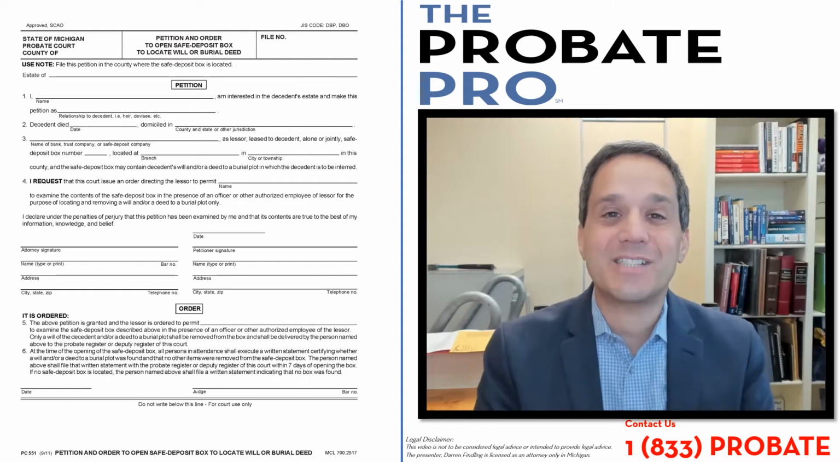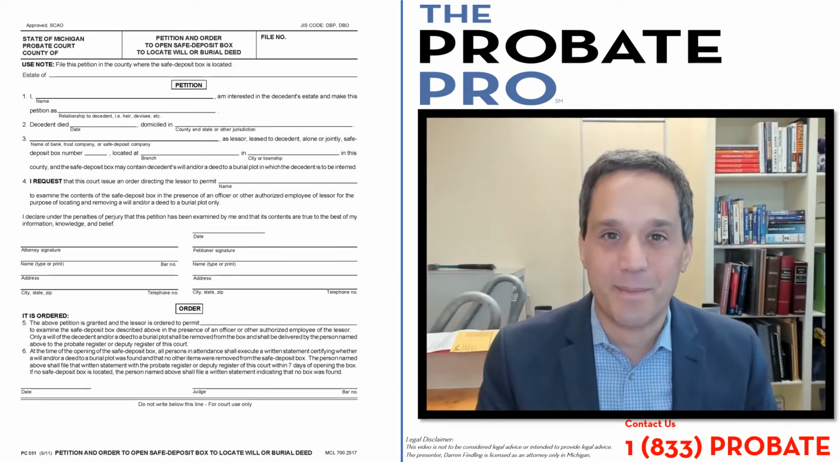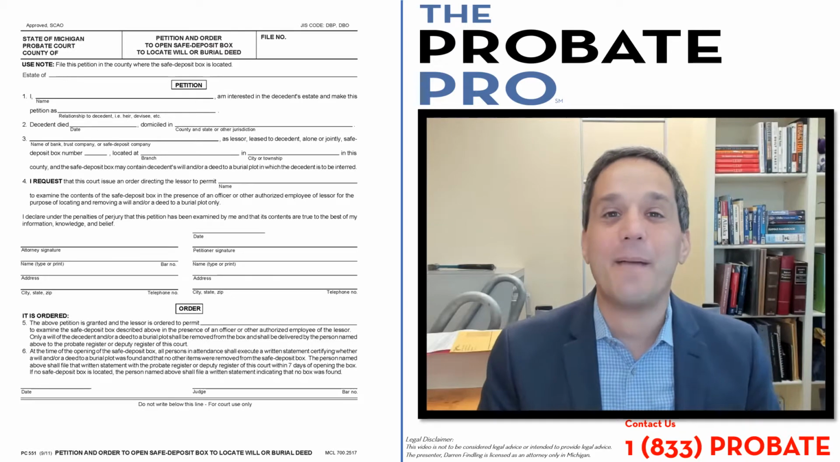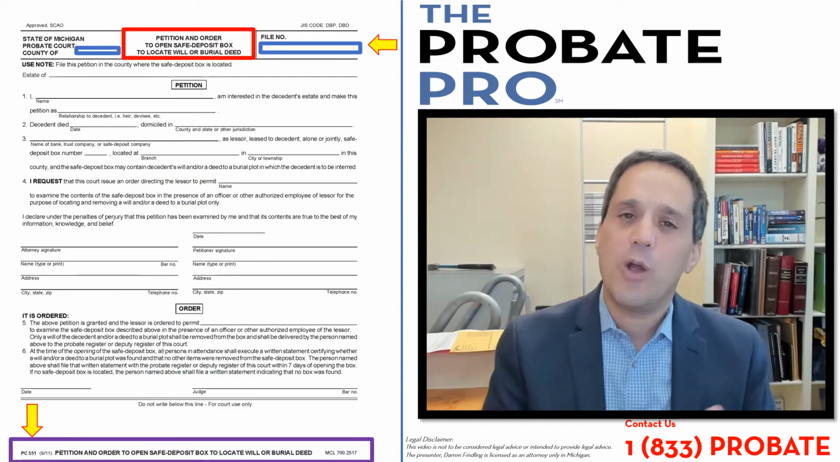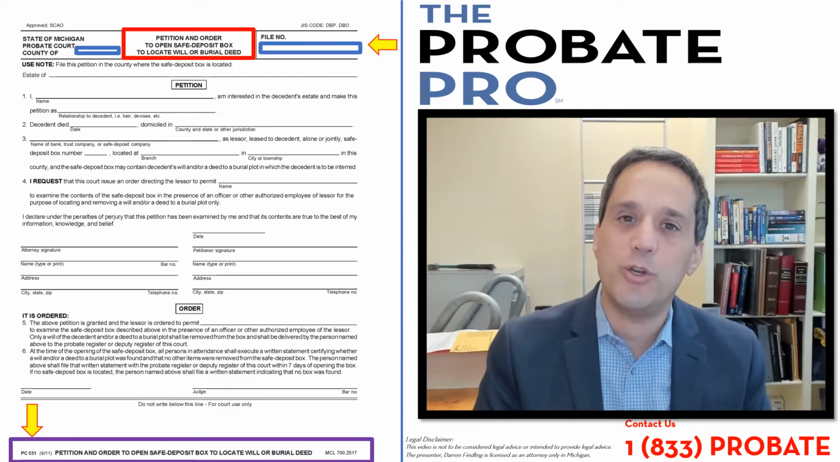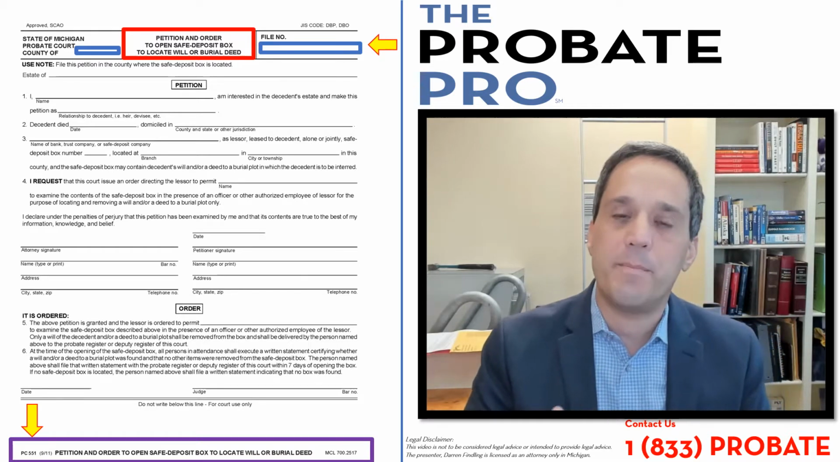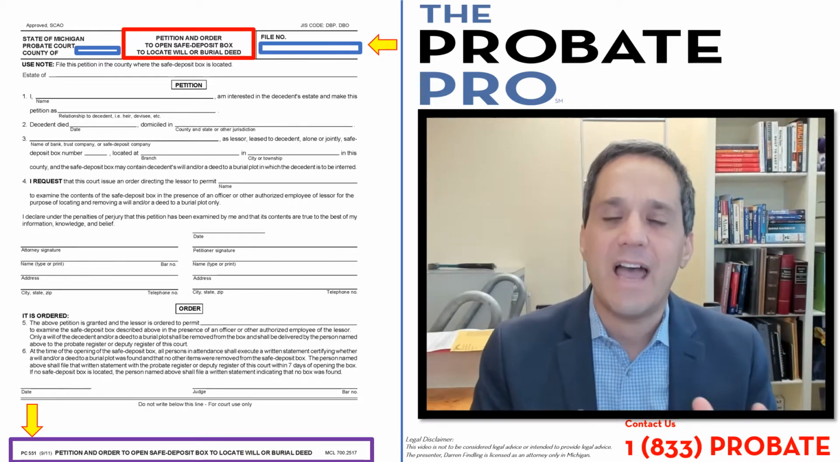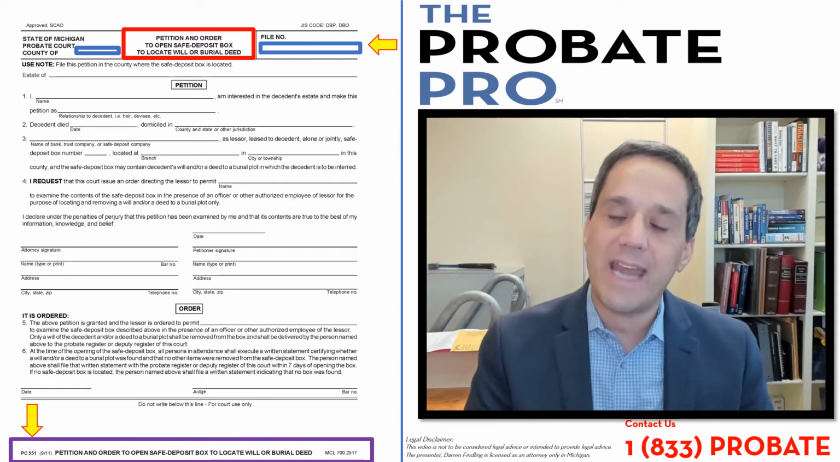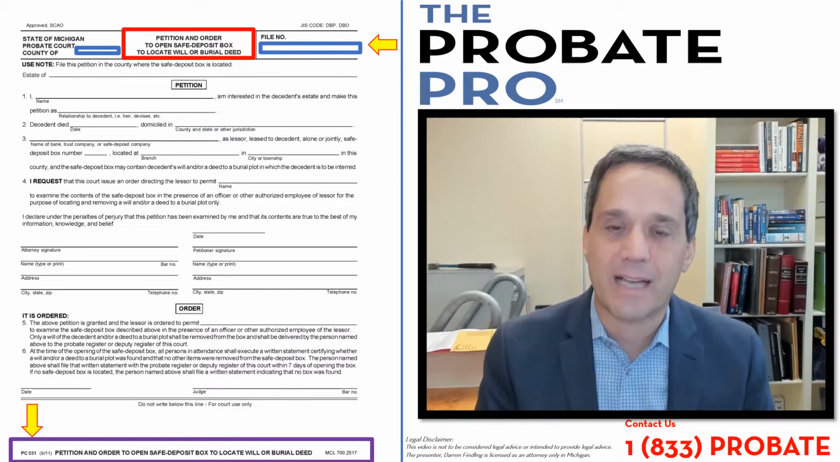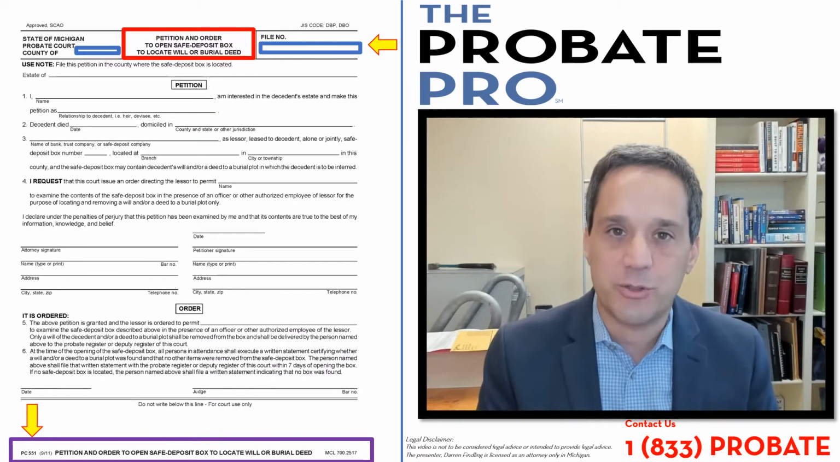You want to gain access to a safe deposit box after somebody has died. Hi, I'm Darren Findling of the Probate Pro. We're going to cover the process of using the State Court Administrative Order Form PC 551 to gain access to a safe deposit box that's held at a financial institution.